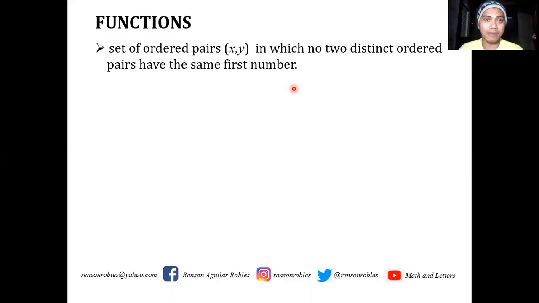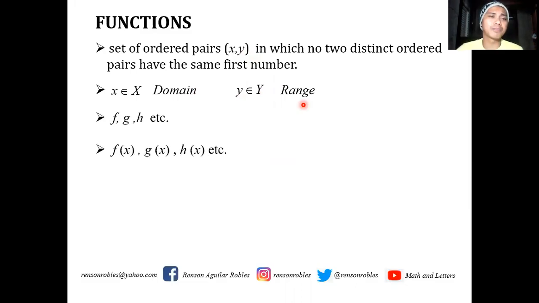So technically, we define a function to be the set of ordered pairs (x, y) in which no two distinct ordered pairs have the same first number. This set of real numbers x is what we call the domain, and this set of real numbers y is called the range. Small letters f, g, and h denote a function unless stated otherwise, and when expressed in terms of the variable x, we let f of x, g of x, h of x denote a function.